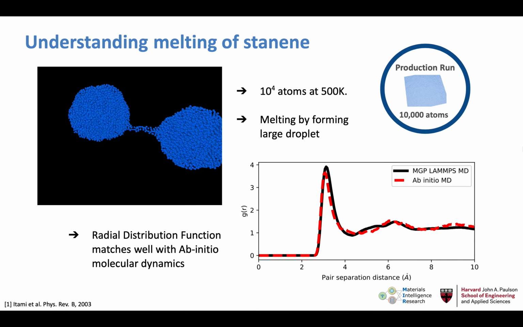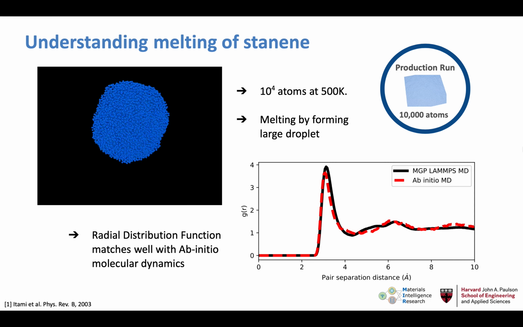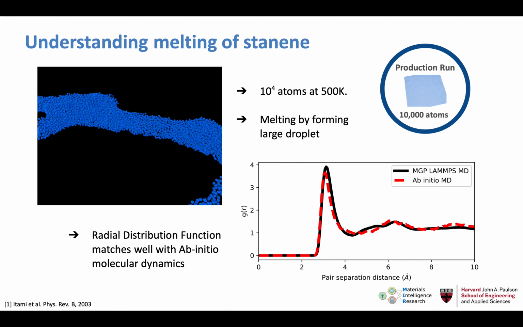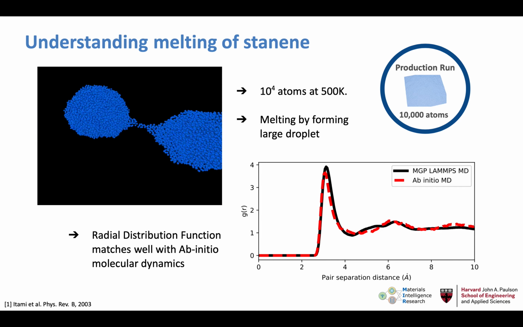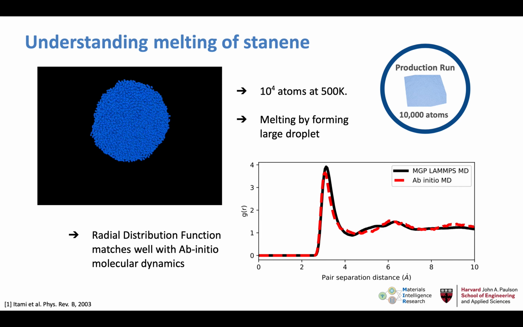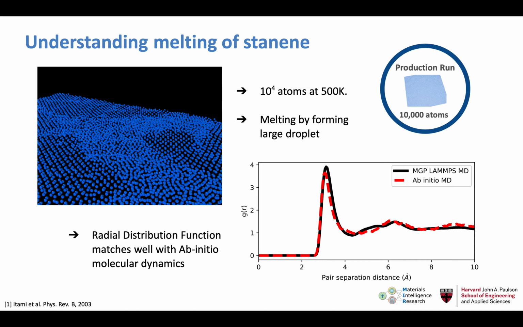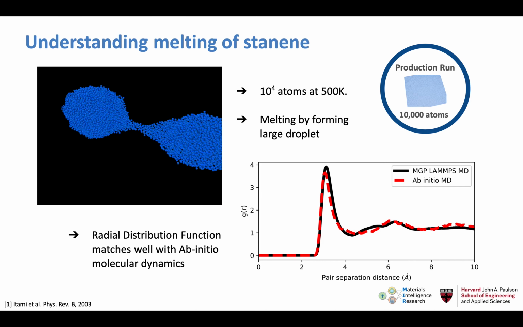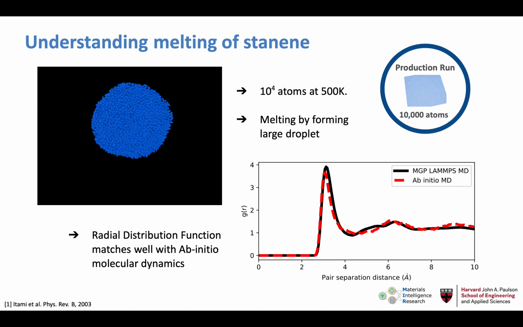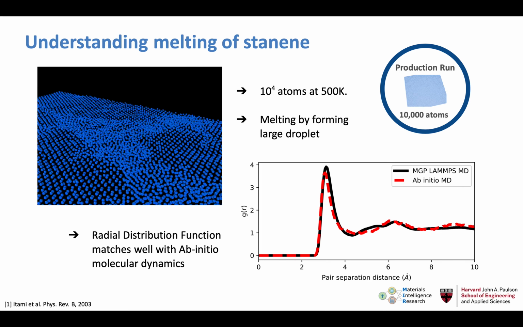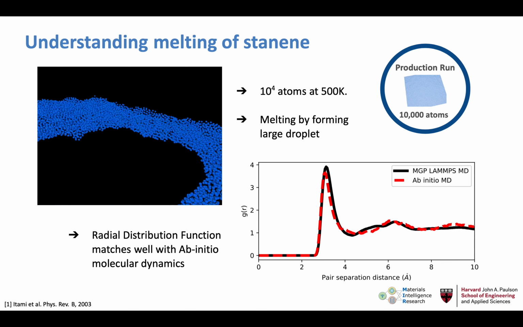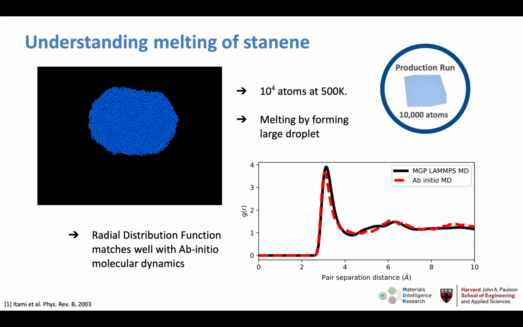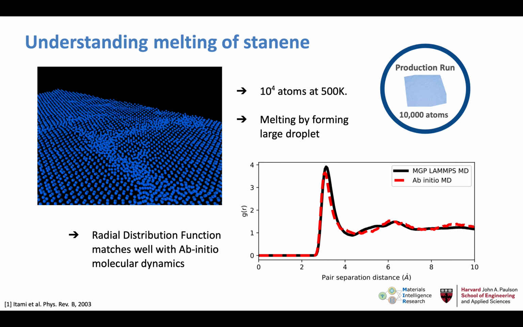After obtaining a good force field, we can use it to investigate the melting behavior of the Stanene system. Here in the animation, we show that the 10,000 atoms at 500 Kelvin melt from a monolayer to a large droplet. And we also investigate the radial distribution function of the liquid configurations. From the bottom plot, it is shown that the radial distribution predicted in our large-scale molecular dynamics matches very well with the ab initio molecular dynamics results of the liquid tin from the density functional theory.